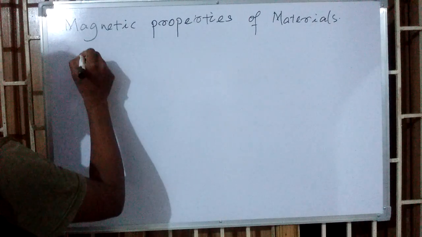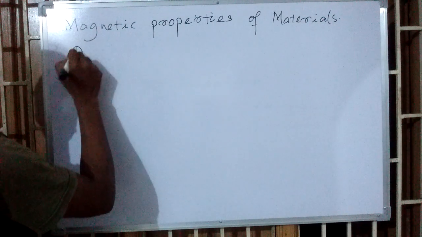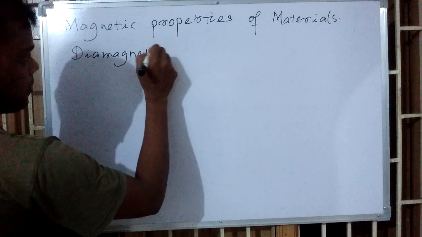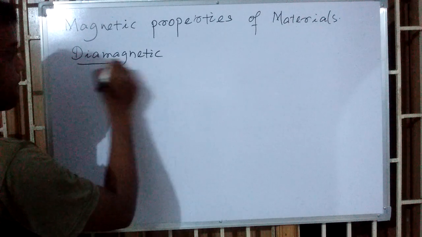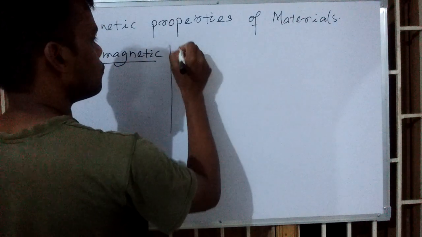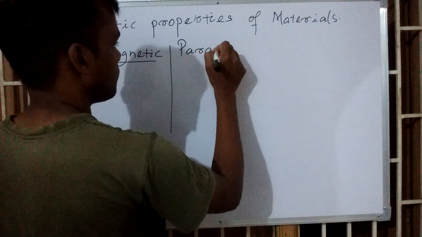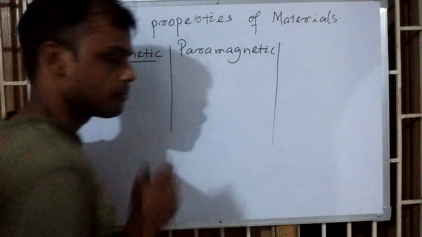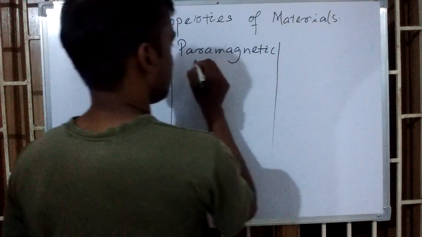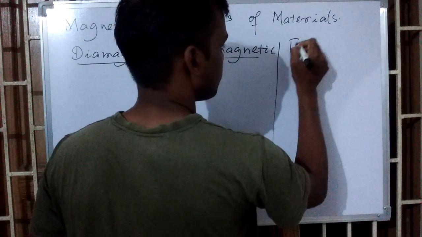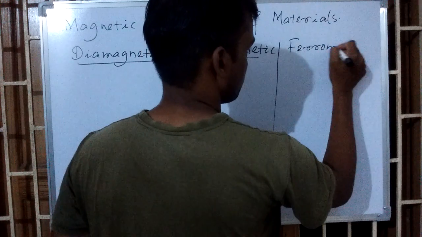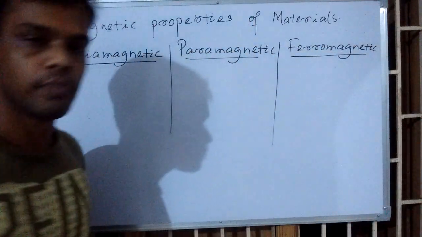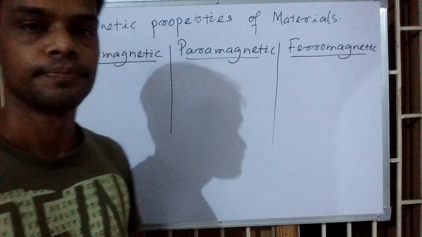Those are number one, diamagnetic, number two, paramagnetic, number three, ferromagnetic.